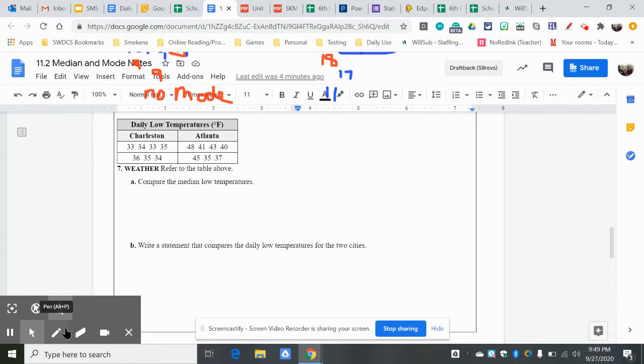We have one more question for math here. So if I refer to this table of daily low temperatures between Charleston and Atlanta, we're going to compare the median low temperatures. So that means I'm going to type it out. It's a little bit quicker for me, and I know you guys are writing as quick as I can type here. So I'm going to have Charleston first, and I need to put my numbers in order from least to greatest. These are all Charleston. So let's see here if I can do this without making a mistake. You write it out with me and put Charleston.